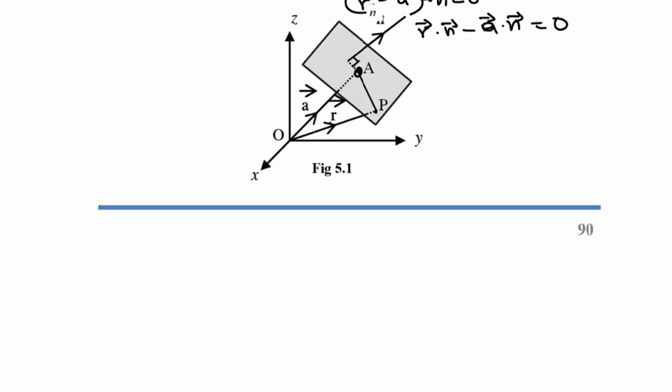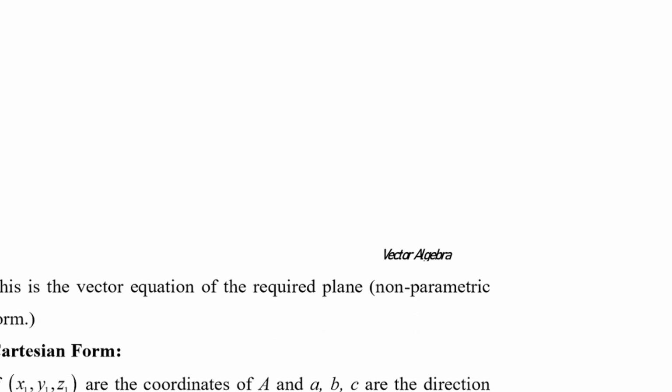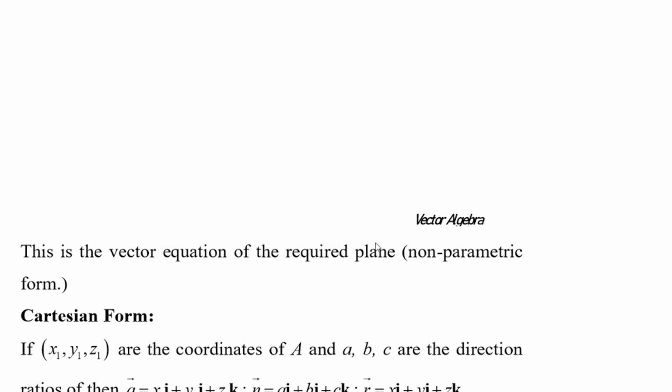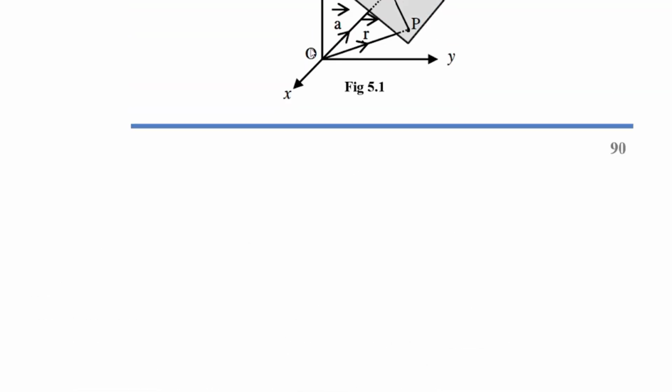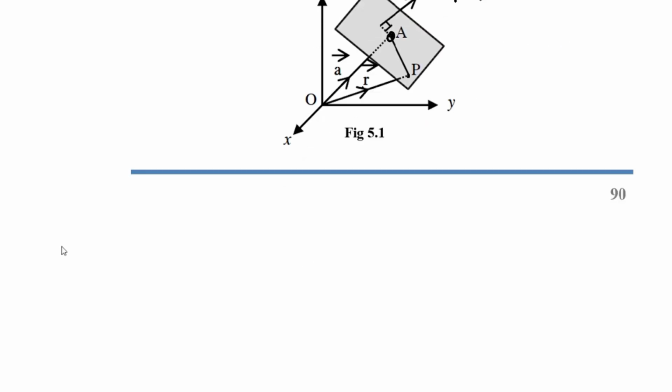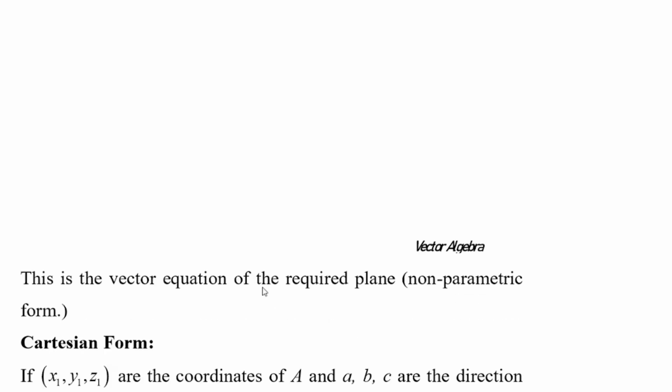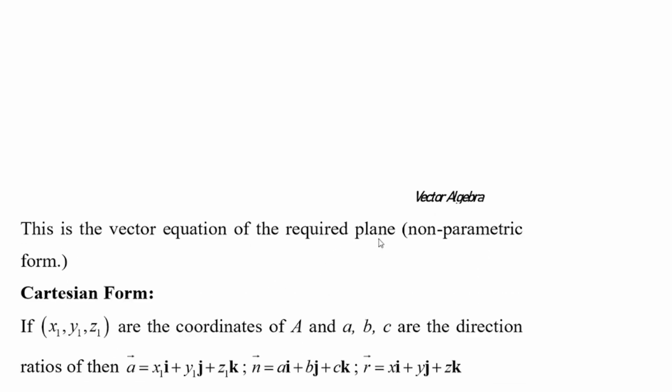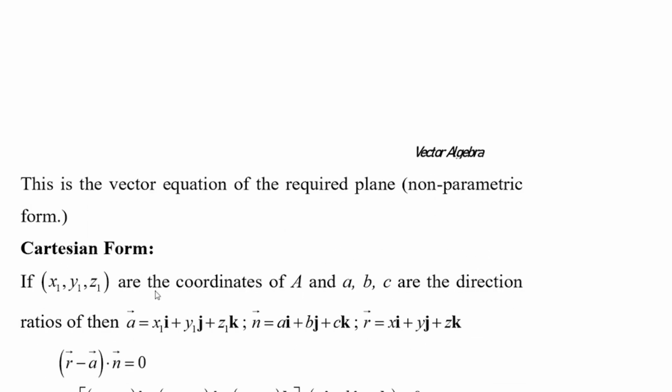Alright. So we are also saying that the form of this equation that I have here, r dot N minus a dot N equals 0, is called the vector equation of the required plane. That is the non-parametric form.